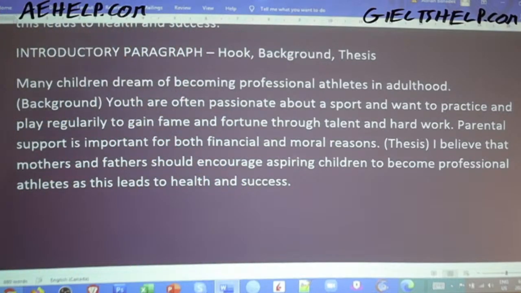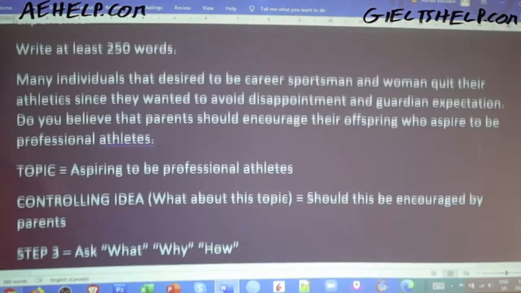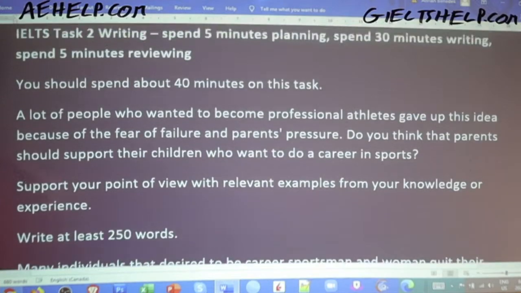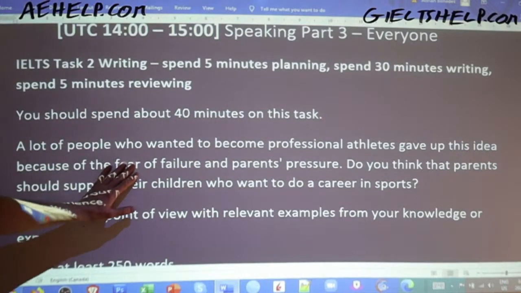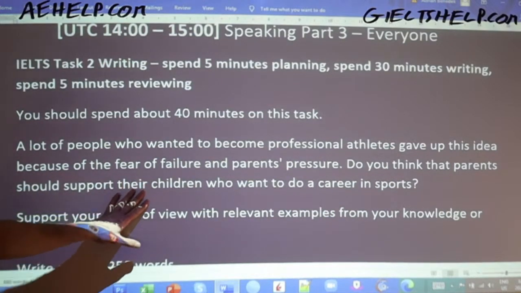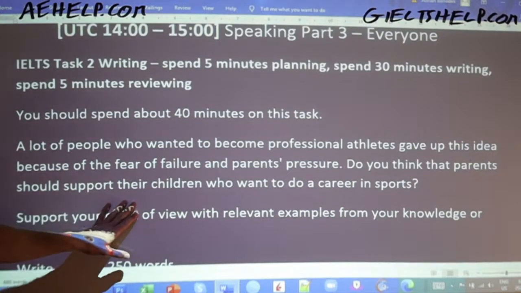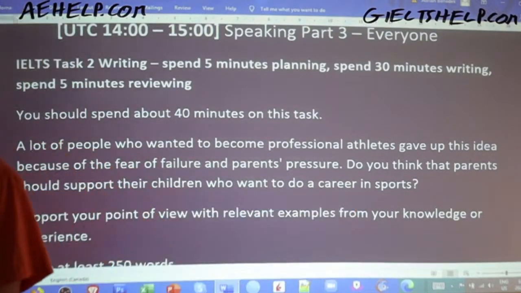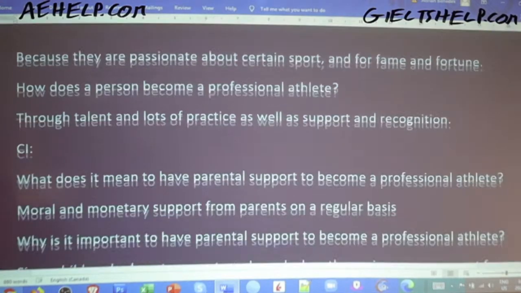So here we go from the top, and you should actually start by reading the question. Okay, and when you're practicing at home, these are the right steps to improving the overall quality of your writing. Okay, so a lot of people who wanted to become professional athletes gave up this idea because of the fear of failure and parents' pressure. Do you think that parents should support their children who want to do a career in sports? Okay, let's go from the top.